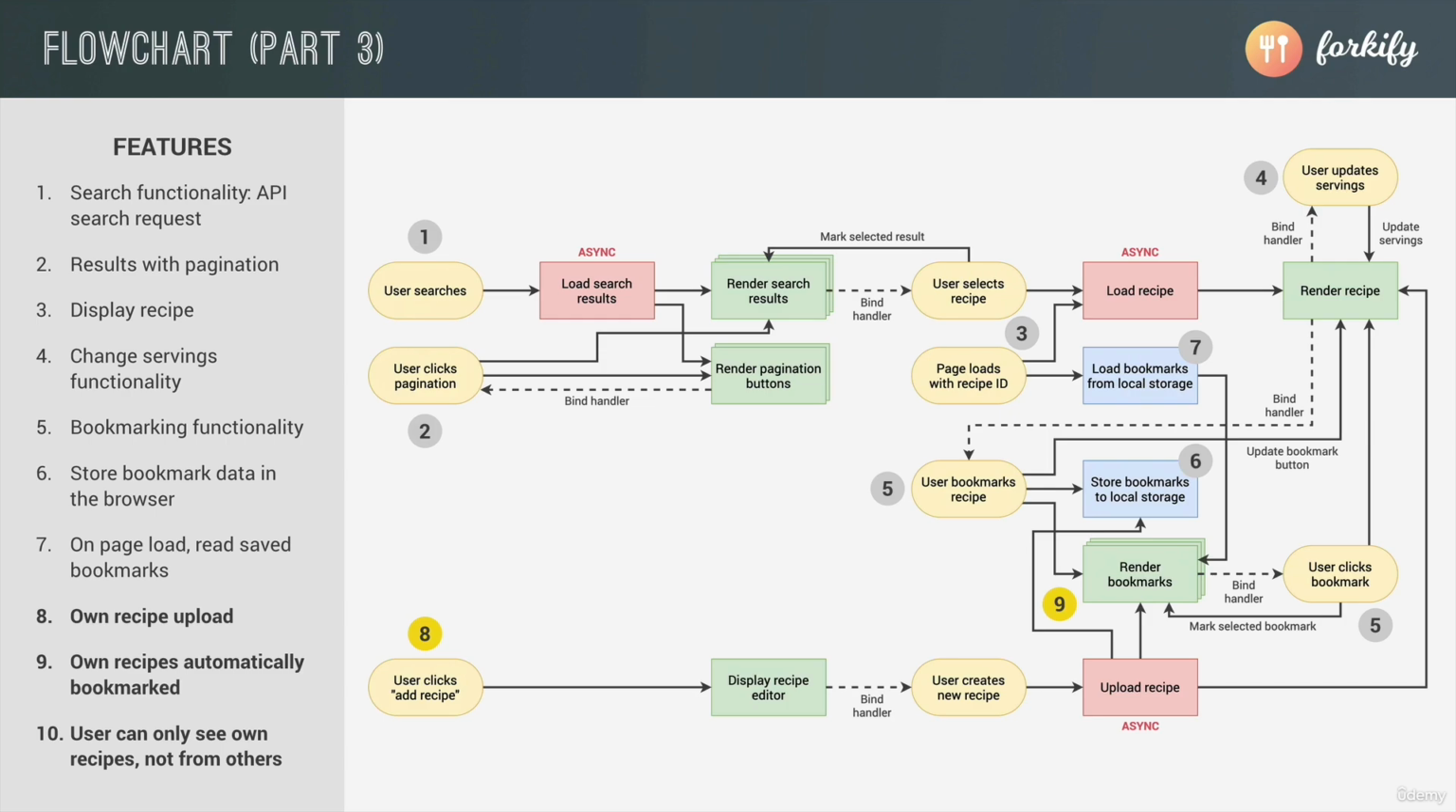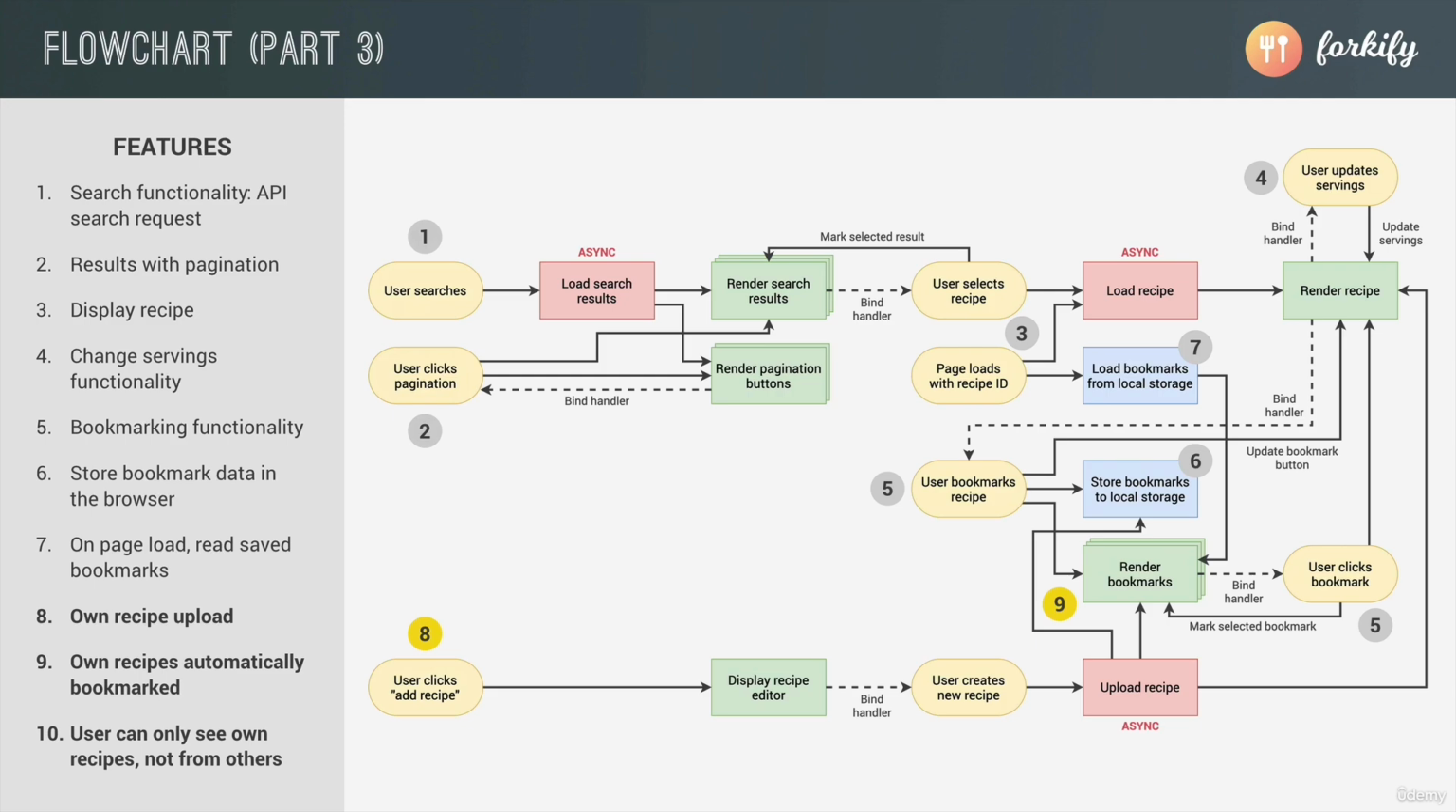So at this point, we have implemented all the features from 1 to 7, and now all that is left to do is steps 8, 9, and 10, which are all about the user being able to upload their own recipes. So whenever the user clicks the Add Recipe button that's in the menu bar, all we want to do is to display a recipe editor.